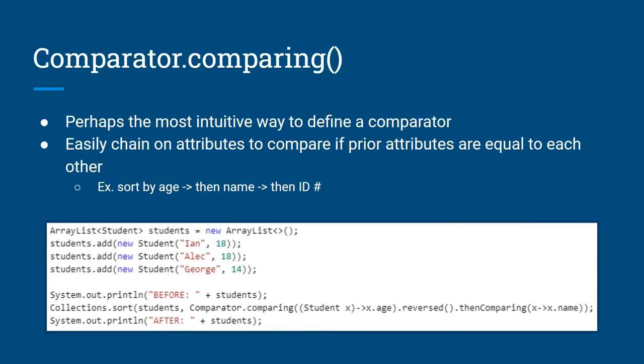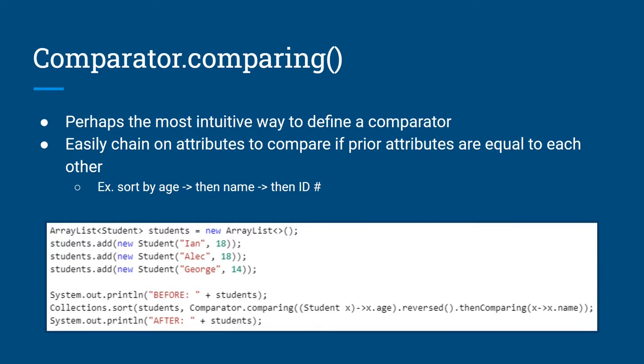And the final method we'll be talking about is Comparator.comparing. This is probably the most intuitive way to define a comparator. I think Mr. Finelio really loves this method too, so that's a plus. The way this works is you can easily chain on attributes to compare if prior attributes are equal to each other.